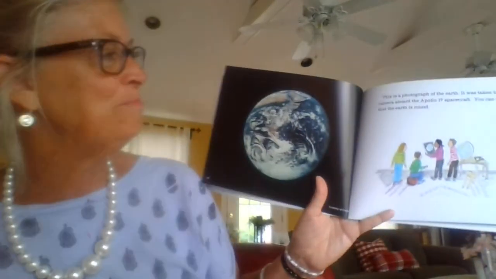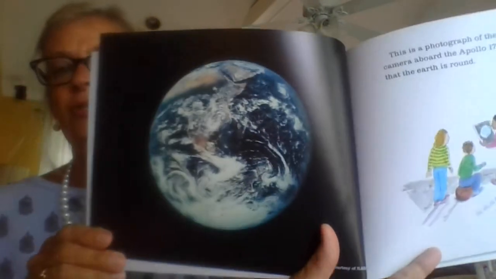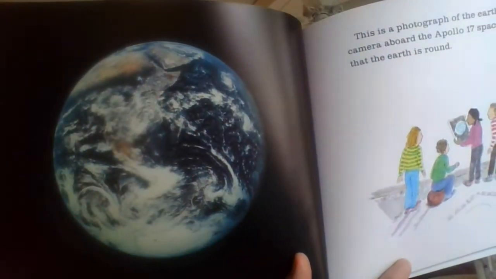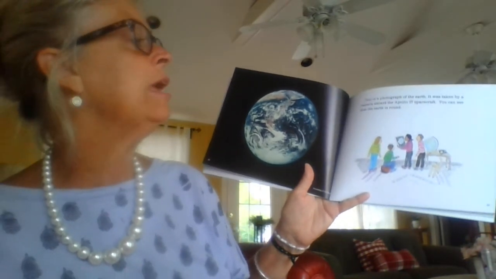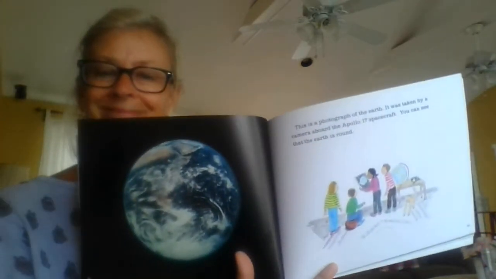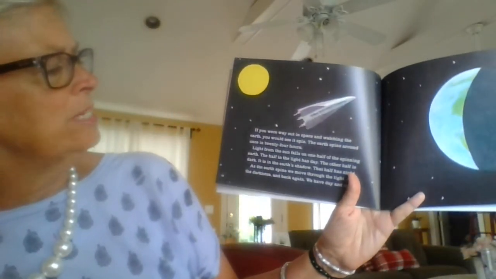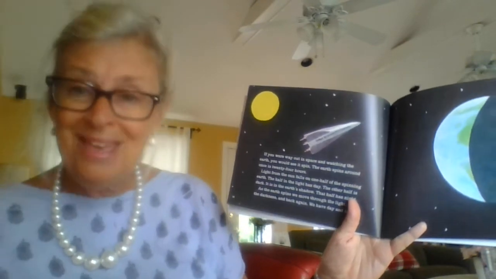Here we go. This is a photograph of the earth. Let me show that to you. It's an actual photograph. It's beautiful. It was taken by a camera aboard the Apollo 17 spacecraft. You can see that the earth is round. I bet that was an exciting moment for those photographer astronauts. If you were way out in space and watching the earth, you would see it spin.